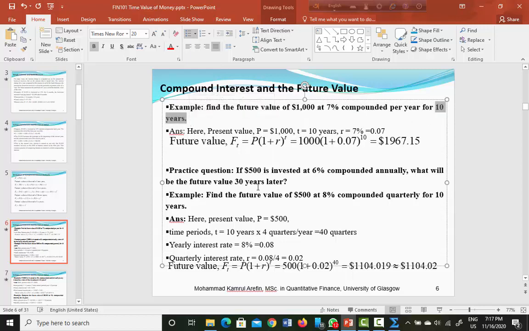The period of investment is 10 years. So T is equal to 10 years, present value P is equal to 1000, interest rate 7%. Remember, whenever you calculate present value, future value, or anything in finance, you always need to convert percentage into decimal. So interest rate 7% means 0.07.